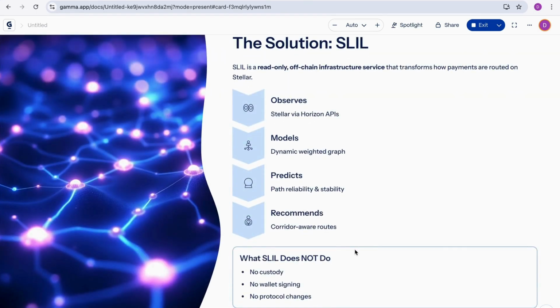To solve this, we built the Stellar Liquidity Intelligence Layer. SLIL is a read-only off-chain infrastructure service. It observes the Stellar network, models it as a dynamic economic graph, and recommends reliable payment paths, not just the cheapest ones. SLIL does not custody funds, does not sign transactions, and does not modify Stellar code.